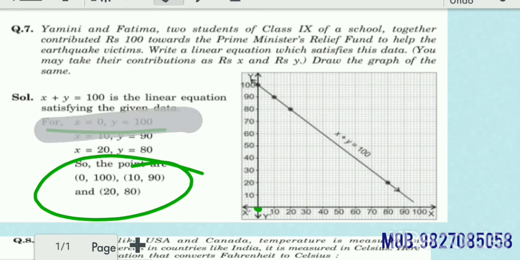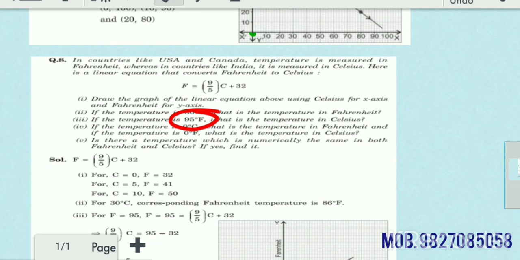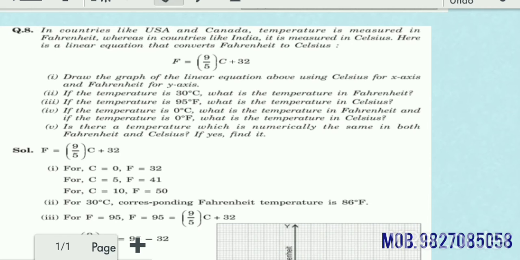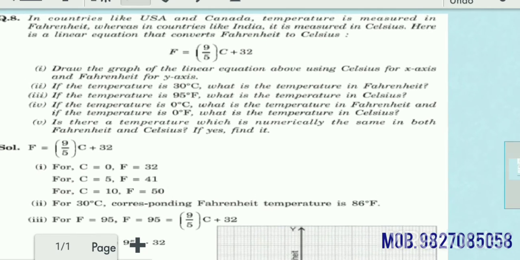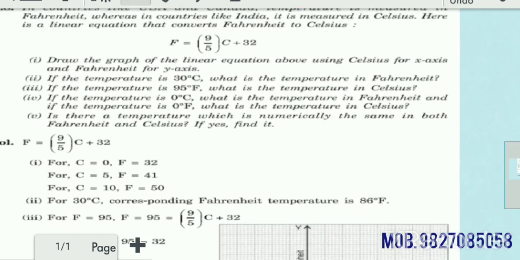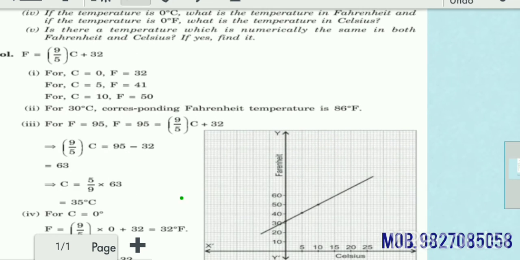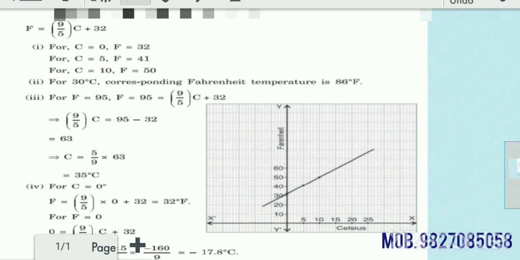Okay. Now question number 8 is, here are some questions and one equation is given, that is the formula to convert Fahrenheit temperature to Celsius temperature. Now some questions are here. First question, draw the graph of the linear equation for Celsius and Fahrenheit. We have to draw the graph between Celsius and Fahrenheit. So we have to take Celsius on the x-axis and Fahrenheit on the y-axis. Now the given equation is this.